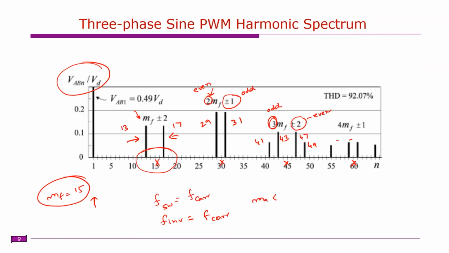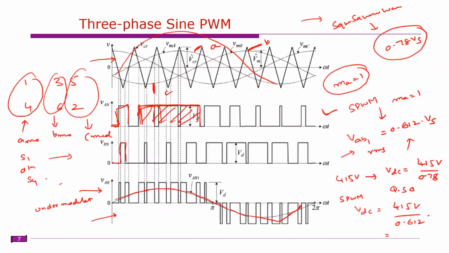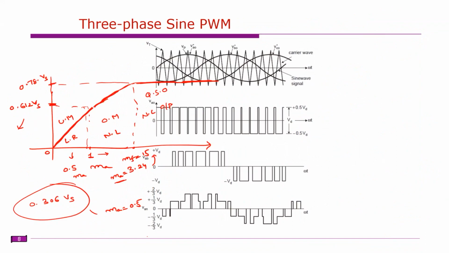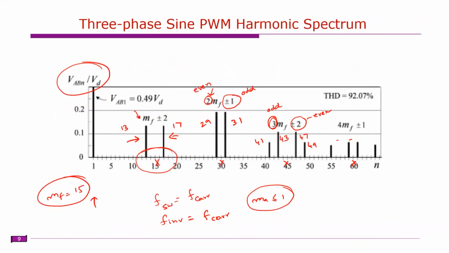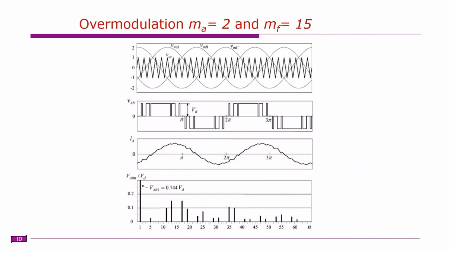Unless it is operating at MA greater than 1. If it is overmodulation, in that case, the inverter frequency will come down. The switch frequency will come down. Why will it come down? Because it will skip some of the pulses. That means some of the pulses are skipped, so the inverter frequency is also reduced. So when observing this harmonic spectrum, we can identify the inverter frequency, right?